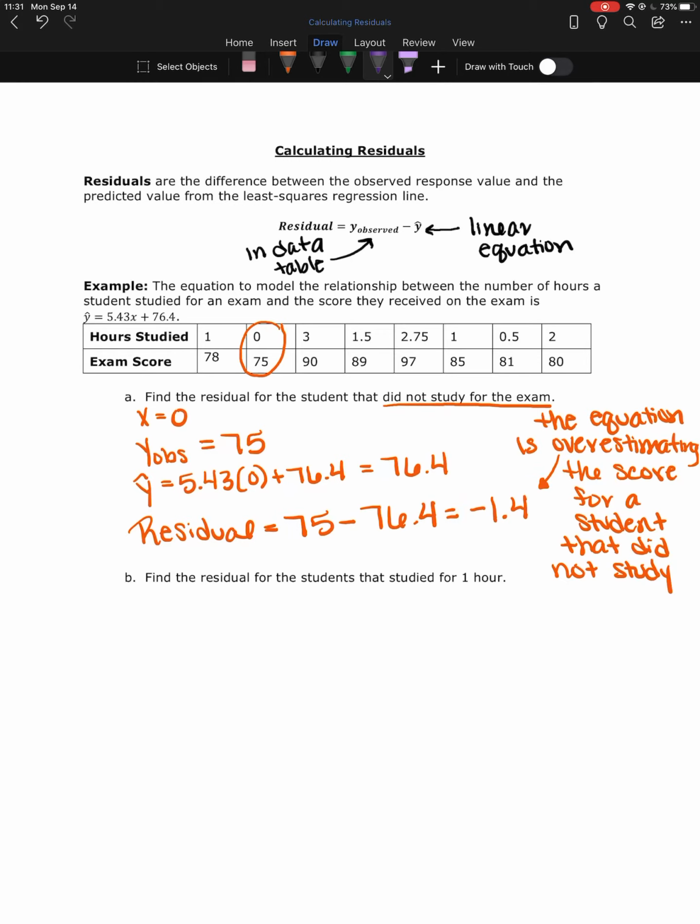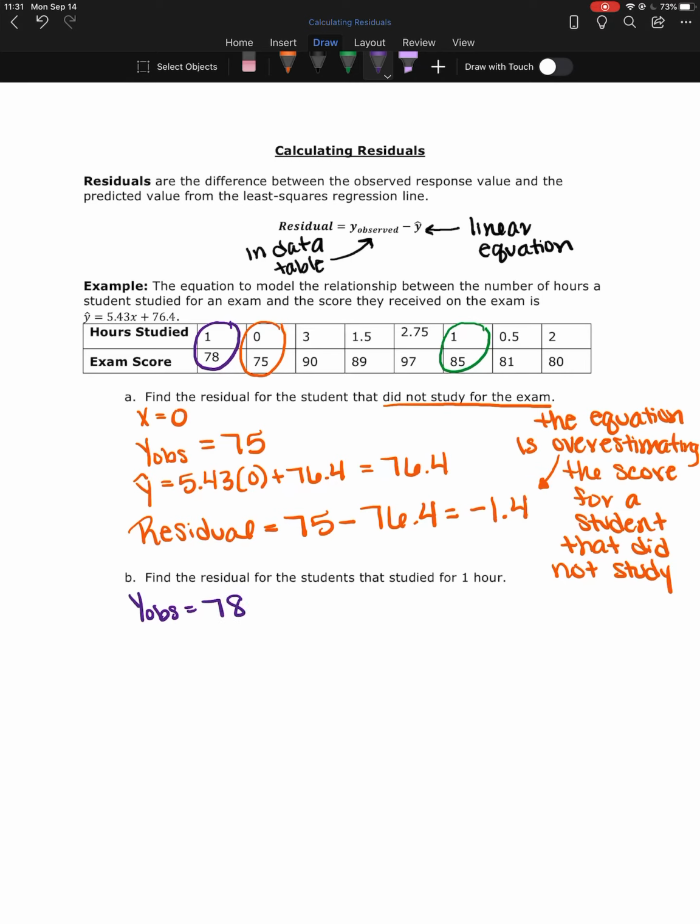So now find the residual for the students that studied for 1 hour. If we look at our table, I've got one student here who studied for an hour. Here's another student that studied for an hour. We need to calculate the residual for both of them. If you have multiple y values for the x value that you're being asked to find the residual for, you should find the residual for both of those.